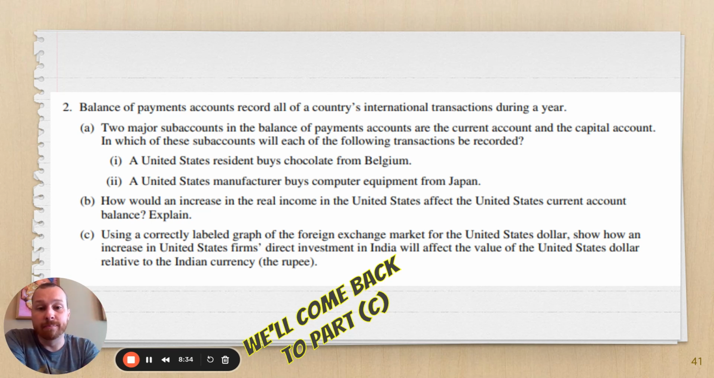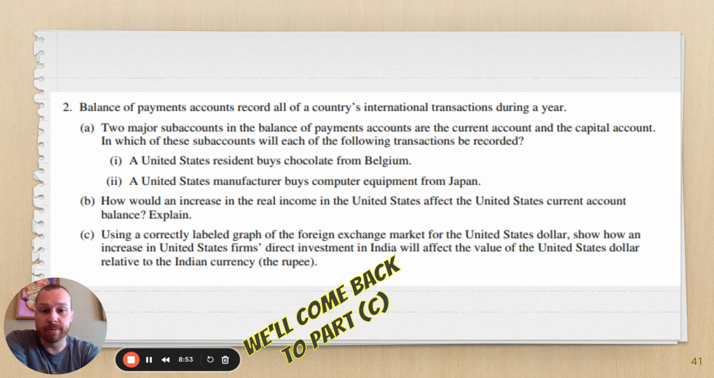So a U.S. resident buys chocolate from Belgium. Is that going to be in the capital account or the financial account, or is that going to be in the current account? So that is us buying a good, just straight up buying something from Belgium, right? So that's going to go into the current account.